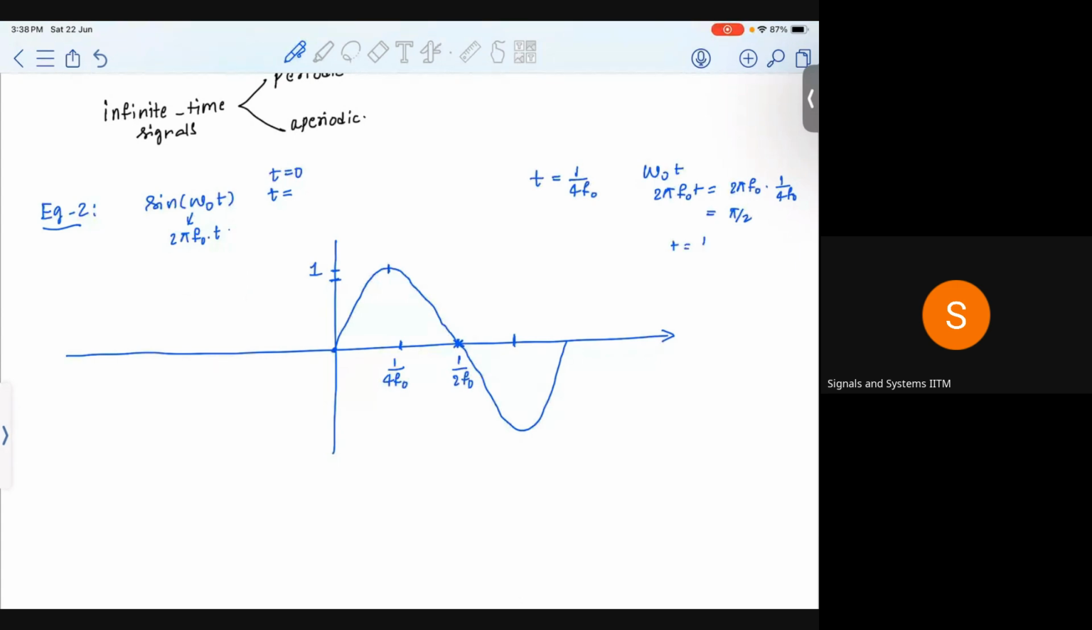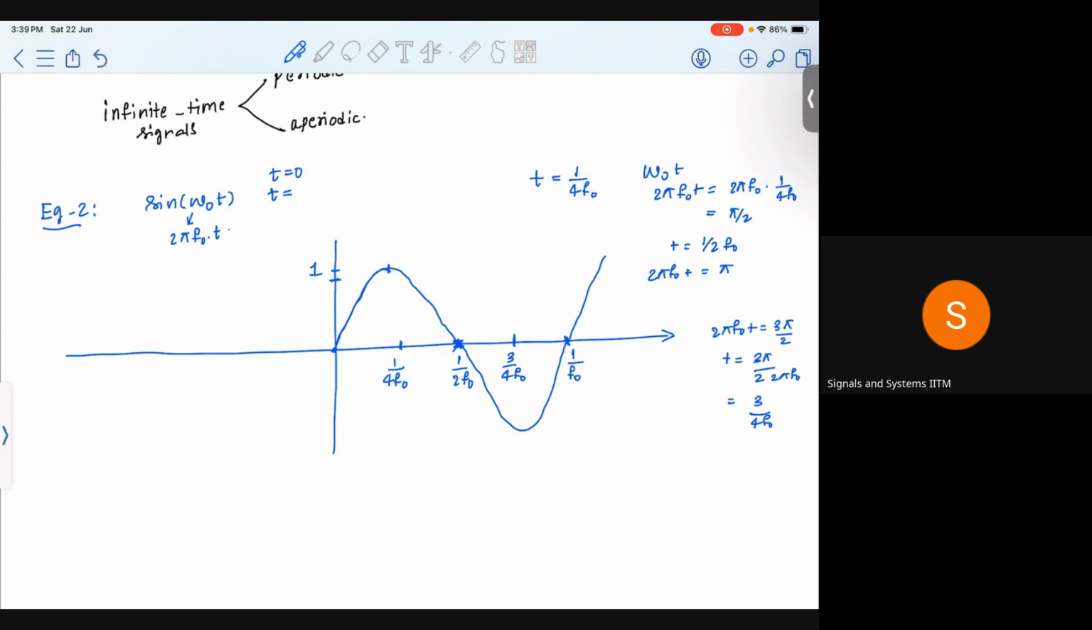And when t is 1 by 2 f naught, 2 pi f naught t is just pi, and sine takes a value 0, right? And then I want 2 pi f naught t to be equal to 3 pi by 2. Then what is t? 3 pi by 2 divided by 2 pi f naught. So that is 3 by 4 f naught, and this is 1 by f naught. Okay. So this is how the sine signal is defined for these values.